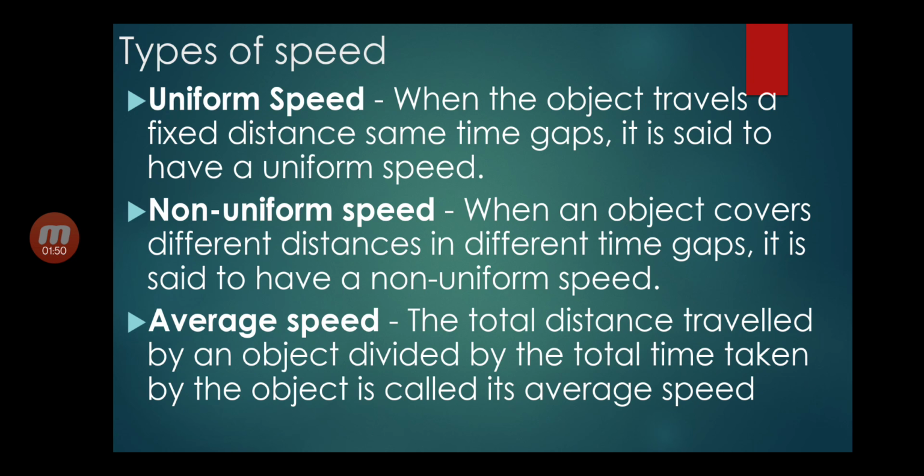Non-uniform speed. When an object covers different distances in different time gaps, it is said to have a non-uniform speed. Average speed. The total distance travelled by an object divided by the total time taken by the object is called its average speed.